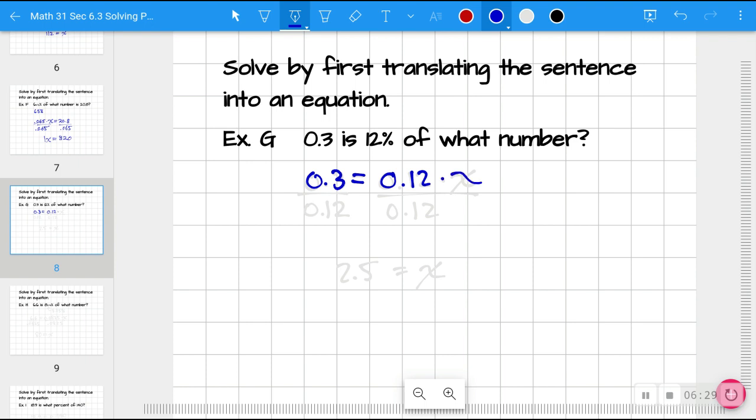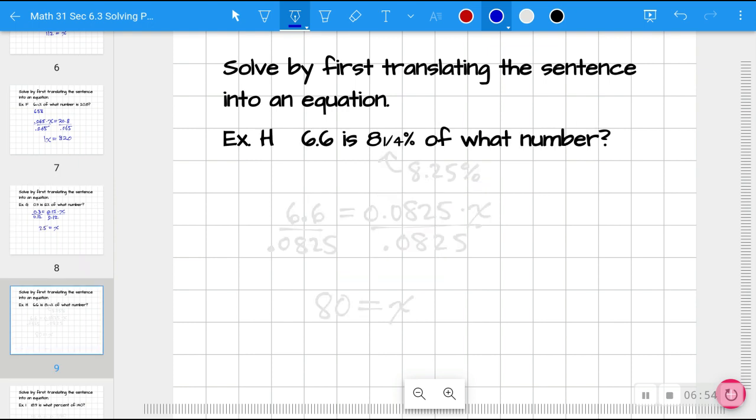Of what number? So now we're going to divide both sides by the one that's bothering us in front of that x. In other words, we're going to divide by 0.12. And canceling that off was our goal. So now we're just left with x. And if you take 0.3 divided by 0.12, you get 2.5 on your calculators.